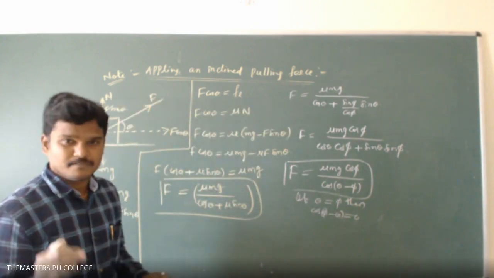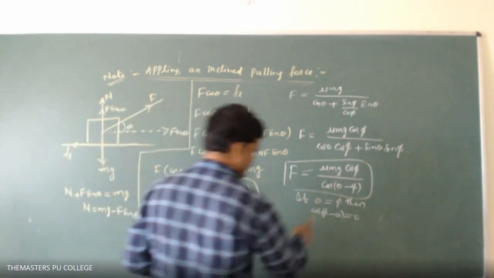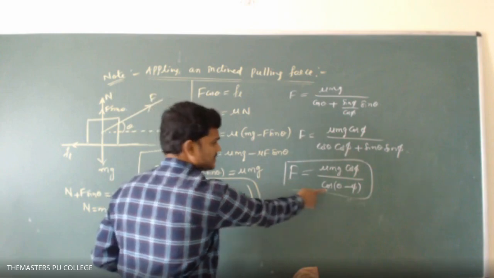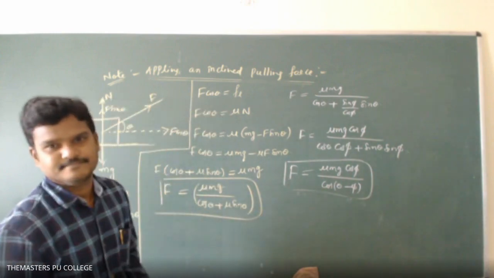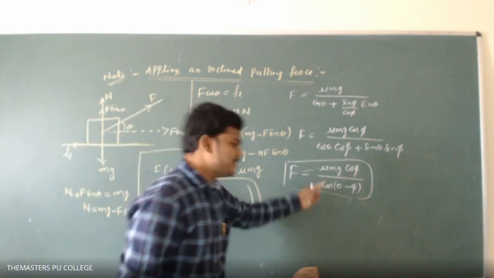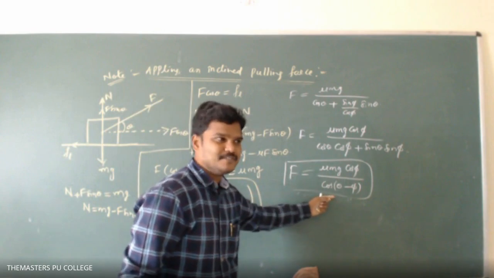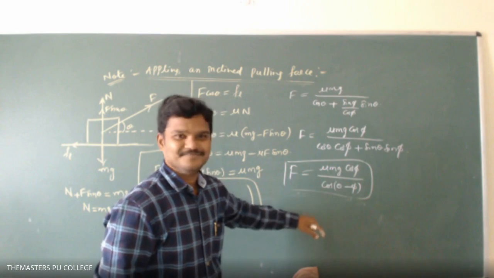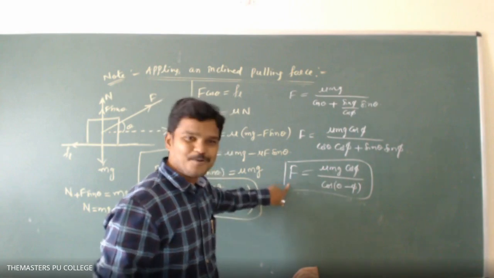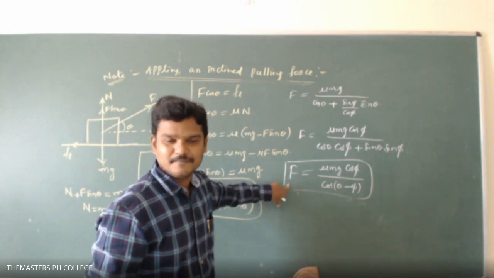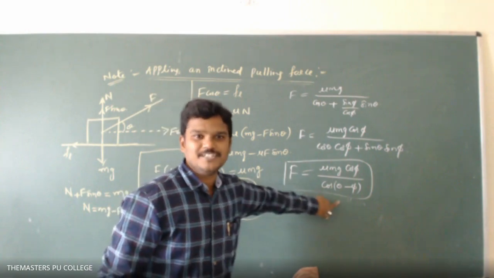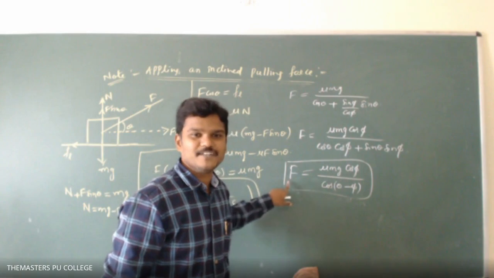You want to get the minimum value. For the minimum value, I want to get F minimum. This should be minimum when the denominator is maximum. Numerator by denominator: if the denominator is maximum, F becomes minimum. Cos 0 is 1. Here I want to get F minimum. My target is to get F minimum. If this value is maximum, then I am going to get F as a minimum.